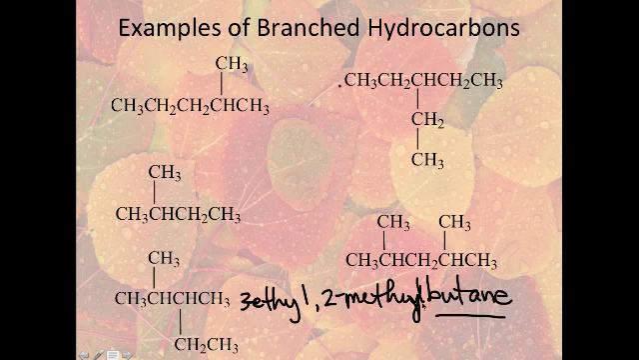So here's my backbone, 4 carbons. The methyl group is attached to the second of my 4 carbons, and the ethyl group is attached to the third of my 4 carbons. That's how we name a branched hydrocarbon.